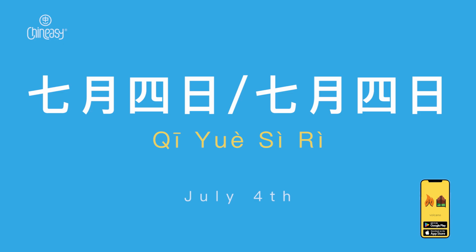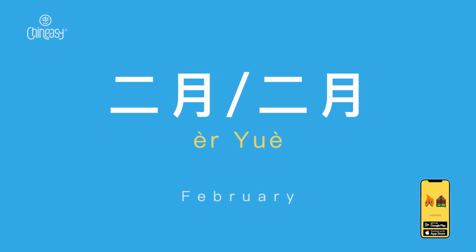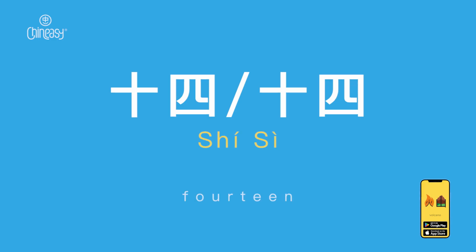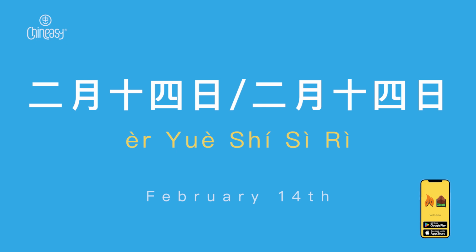And let me give you another question from the other way around. How to say Valentine's Day? 2月14日. 2月 is February. 14 is 14 日. So the 14th day of February is Valentine's Day.